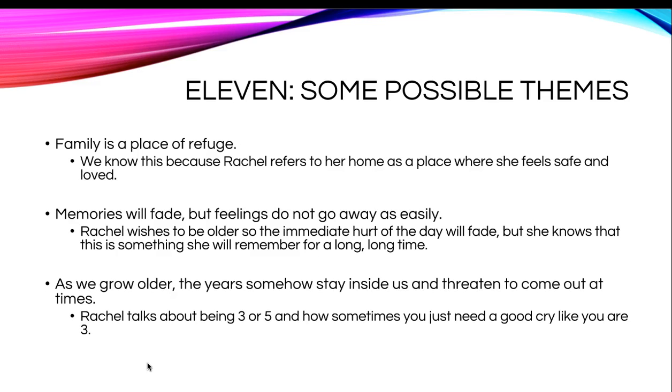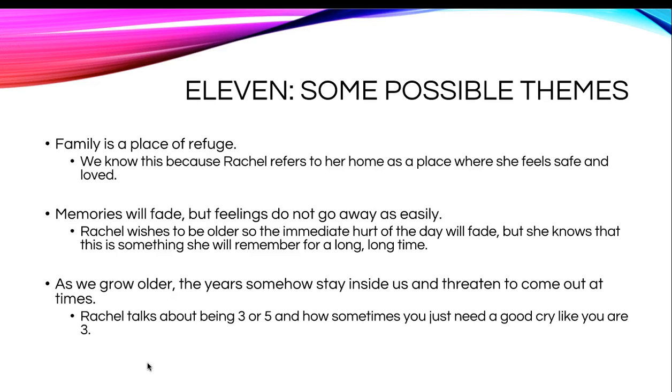Rachel, many times through the story, wished that she was 102. Because she would be older, she would be far away from this memory or this experience where she is completely humiliated in class. And remember, at the end, she wanted to be like a red balloon that was loose and going far, far away in the sky until it just looked like a red circle. And so those are the areas of the text that lead you to believe that memories will fade, but feelings do not go away easily would be a possible theme.